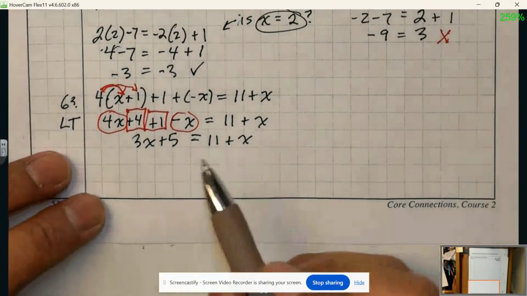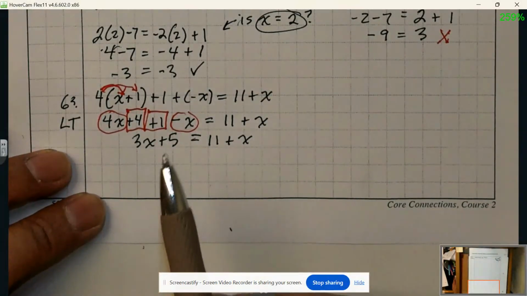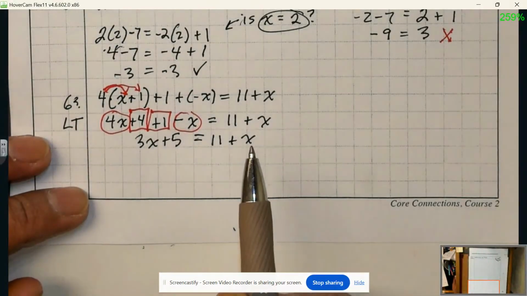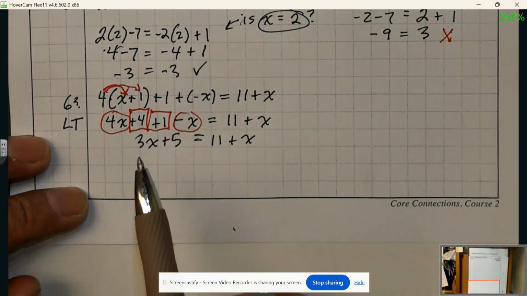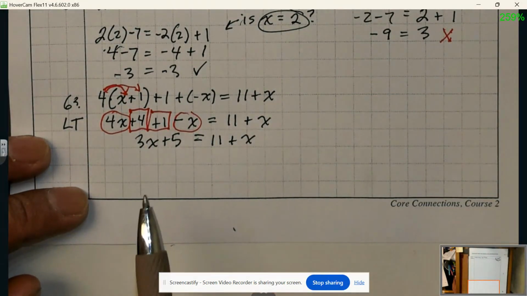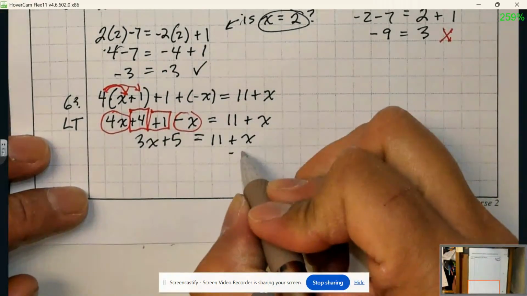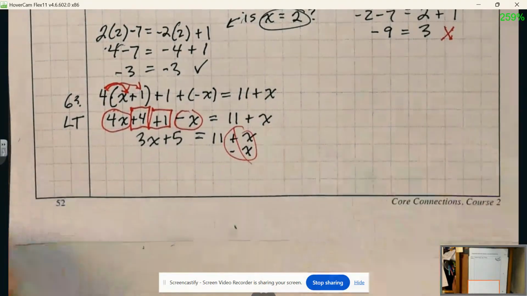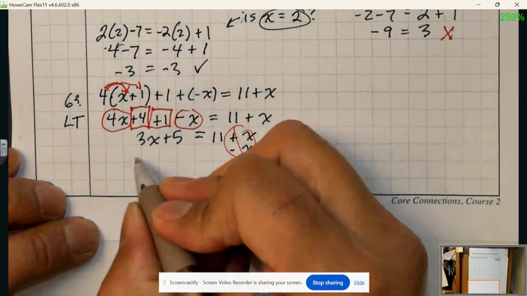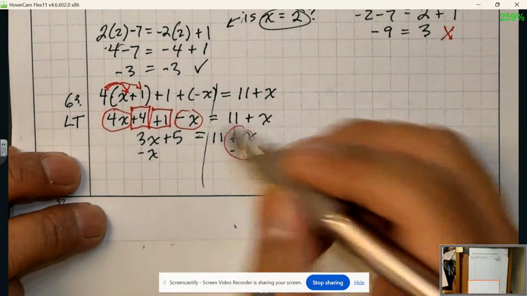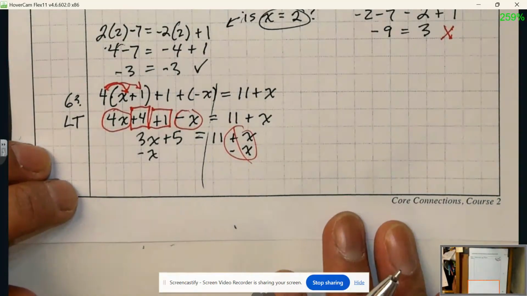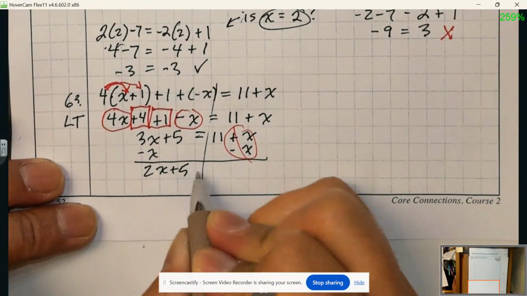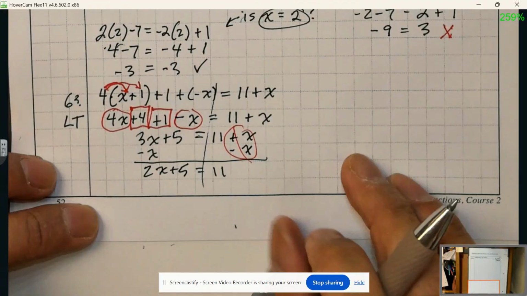Okay, so now getting all of our x's on one side, always concentrate on our x's first. What's my best advice? You have an x on the left and an x on the right, move the smaller one. You're always going to get a positive coefficient that way. So you have negative x, we're going to zero this out, and that puts our x's on the left. Make it a legal move. Okay, make sure that you're separating those two still. All right, now this gives us 2x plus 5 is equal to 11.